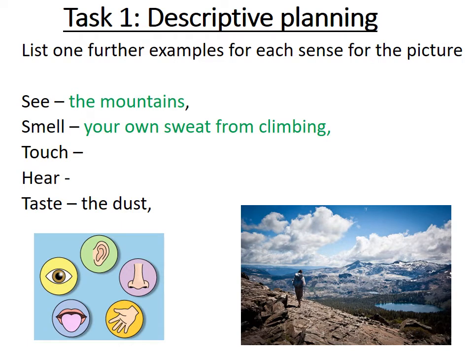So what I'd like you to do now is plan some of the 5 senses you'd use to describe the image we looked at the beginning of the lesson. I've already started it off for what you would see and smell, and for what you could taste. Can you now think of at least one further example for each of the senses to describe that picture? And again, I'll give you about 30-40 seconds to jot down some ideas.